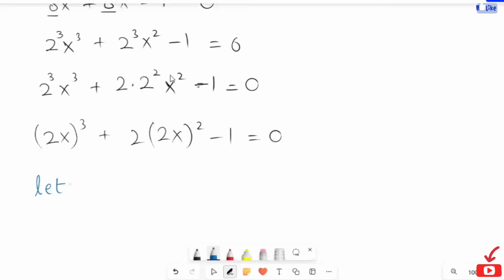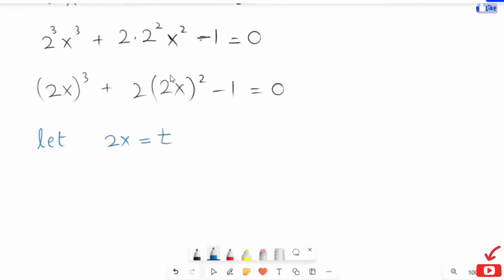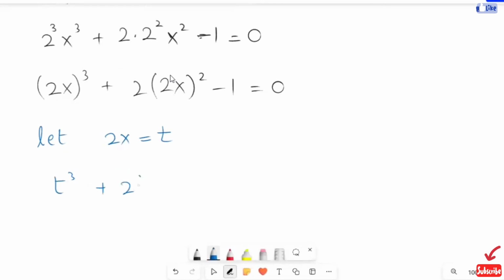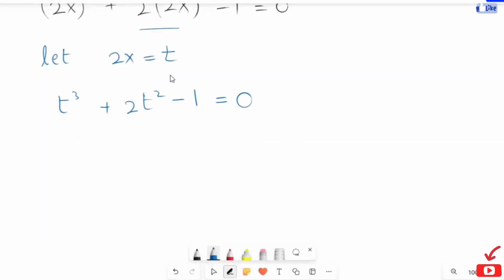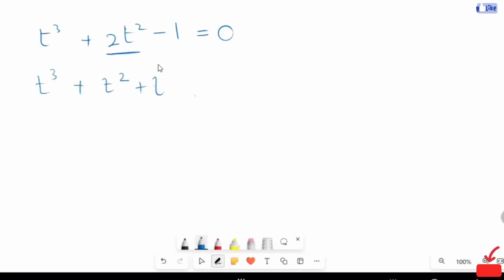Now I am going to write 2x is equal to t. So the next expression we get is t cubed plus t squared minus 1 is equal to 0. Now I am going to split this middle term. So I am going to write it in this form: t cubed plus t squared plus t squared minus 1 is equal to 0.